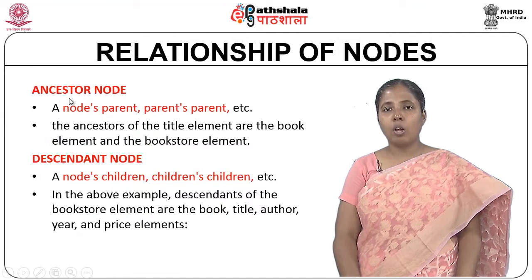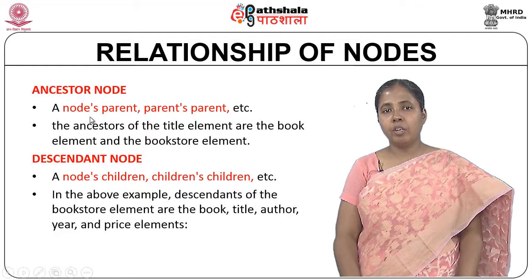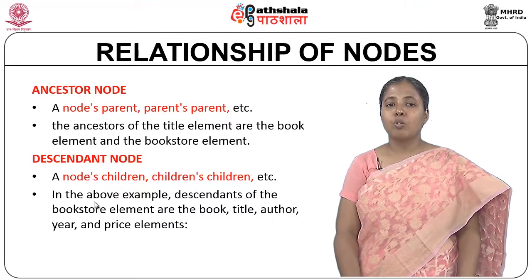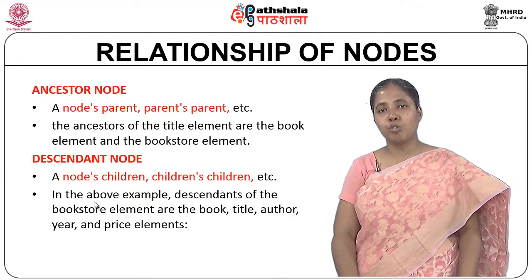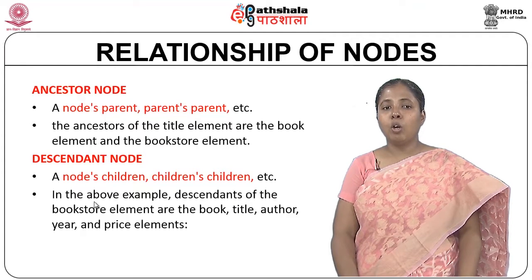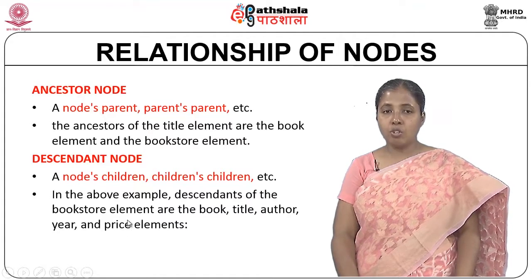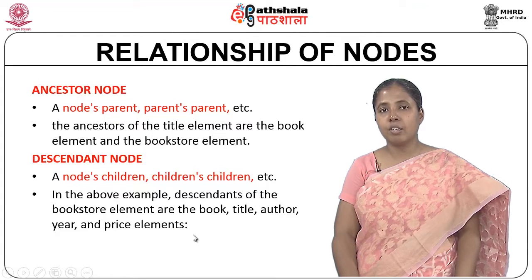Now, there is a node called the ancestor node. When do you call a node an ancestor node? Any node's parent or parent's parent is called an ancestor node. So, the ancestors of the title element are the book element and the bookstore element. Descendant nodes are a node's children or children's children. In the above example, the descendants of the bookstore element are the book, title, author, year and price elements. The descendants of the book element are the title, author, year and price elements. So, all the children and the children's children are called descendant nodes.